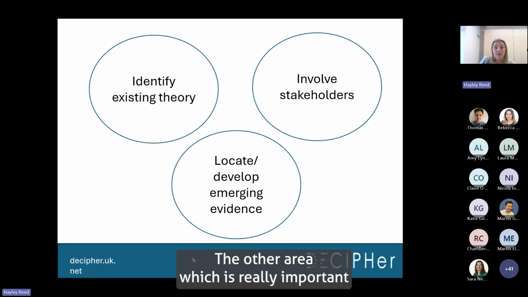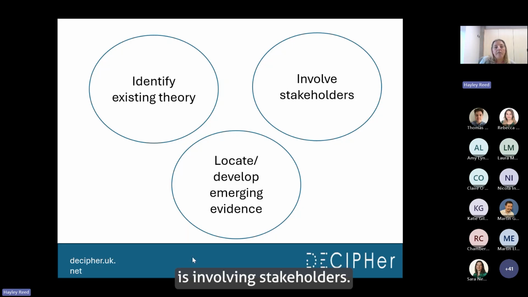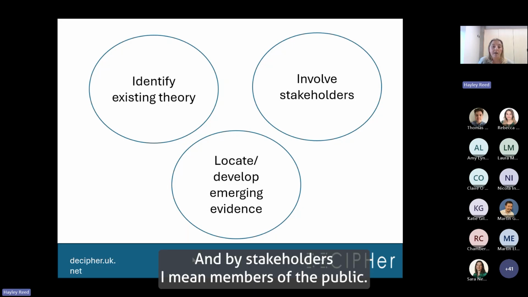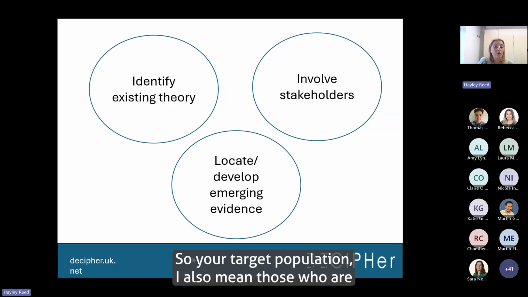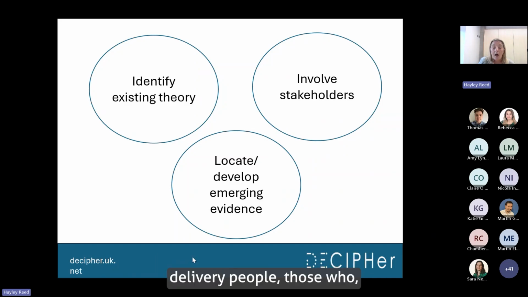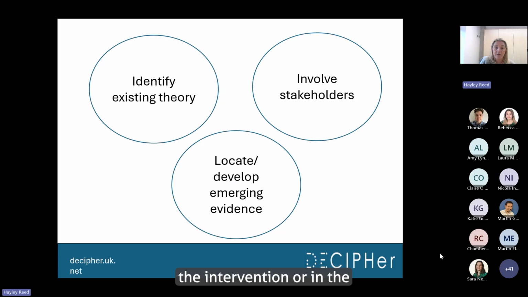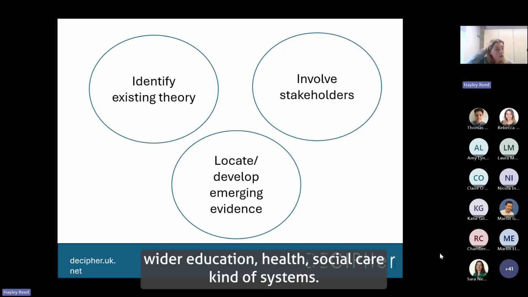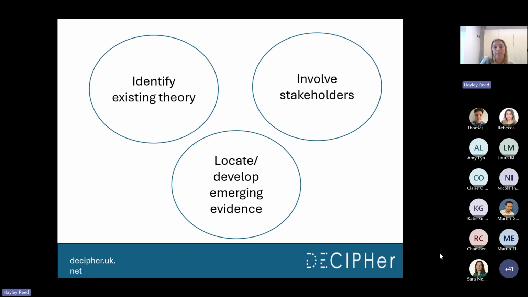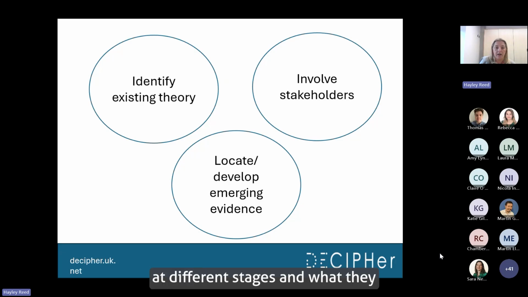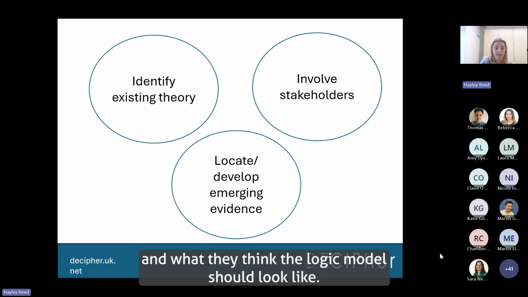The other area which is really important is involving stakeholders. By stakeholders, I mean members of the public, so your target population. I also mean potential delivery people, the people who will be funding or supporting the intervention, or those in the wider education, health or social care systems. So involving them at different stages on how they think the intervention will work and what they think the logic model should look like.